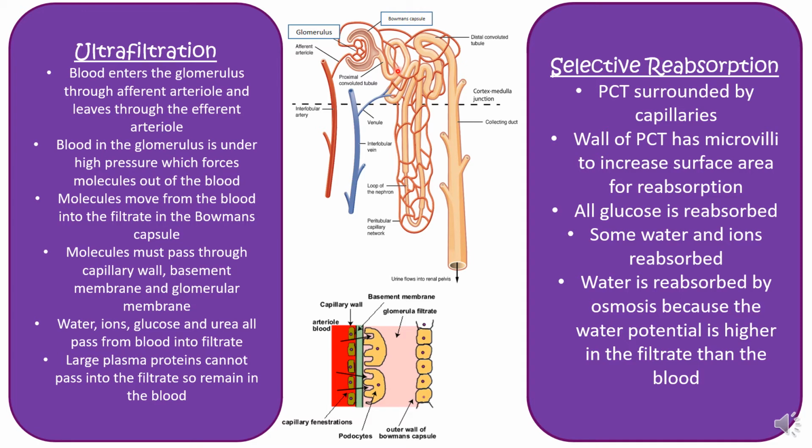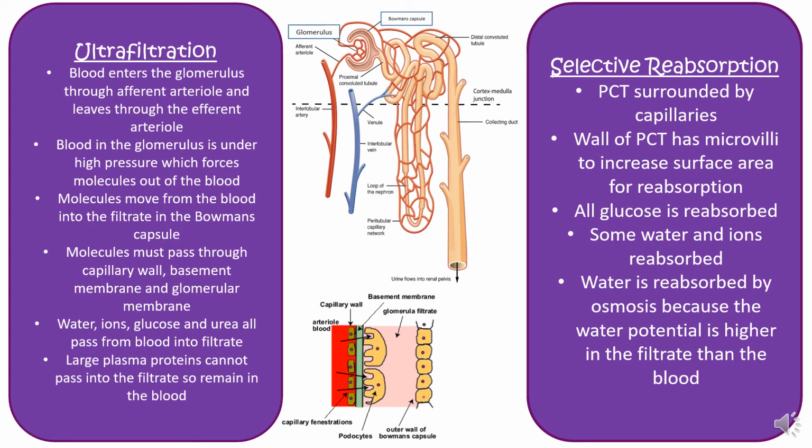So what's going to happen is some of the molecules are going to move from the PCT back into the capillaries. And the walls of the proximal convoluted tubule have microvilli in order to increase the surface area, because obviously if you increase the surface area, more reabsorption can occur. So all glucose that has moved into the filtrate is going to be reabsorbed in a healthy person. Obviously, if they have diabetes, some glucose may make it through into the urine, but in a healthy person, all glucose should be reabsorbed. Some water is going to be reabsorbed and some ions will be reabsorbed as well.